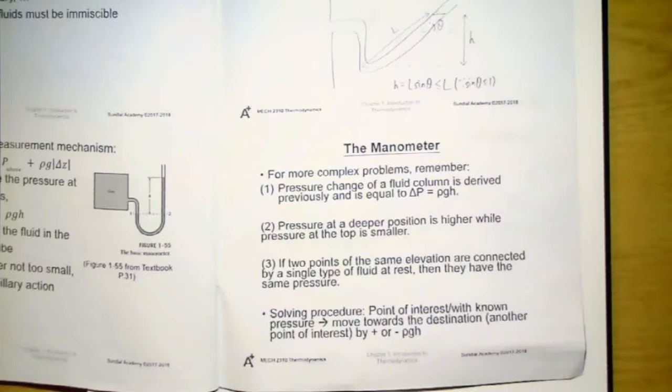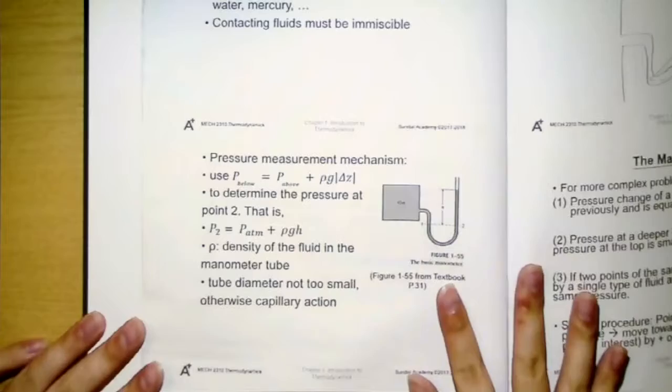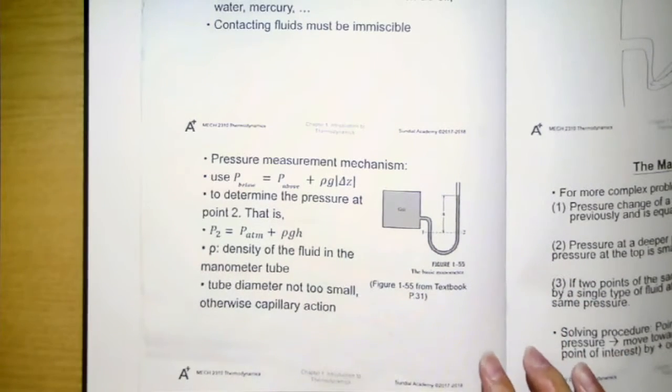Next we will talk about some more complex problems. Before talking about those problems, let us remind you of something. For the complex problems, we can analyze them easily by using the following 3 facts. They have been derived before. The first one is that the pressure change of a fluid column is delta P equals rho g h. The second one is that the pressure at a deeper position is higher, while the pressure at the top is smaller. These two facts can be summarized by a very simple formula: P below equals P above plus rho g delta z.